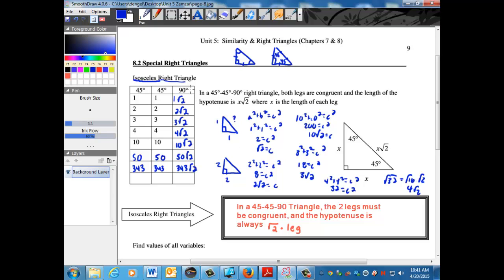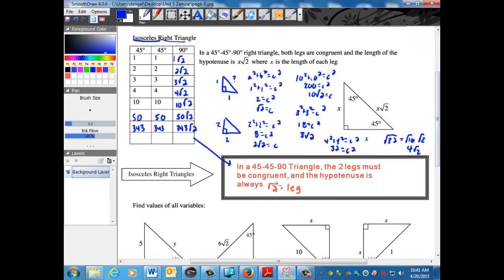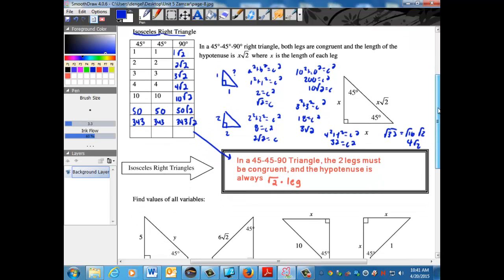If we were to put this chart in words, it would read what this is saying in red. In a 45-45-90 triangle, the two legs must be congruent, and the hypotenuse is always going to be rad 2 multiplied by the leg.